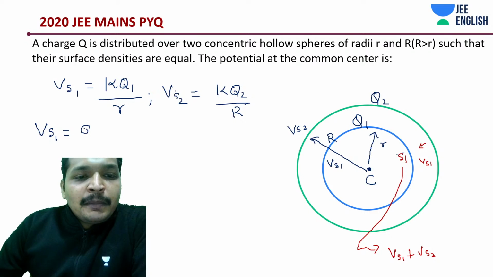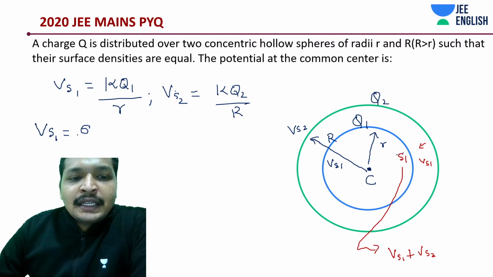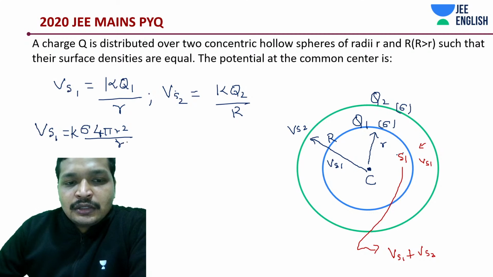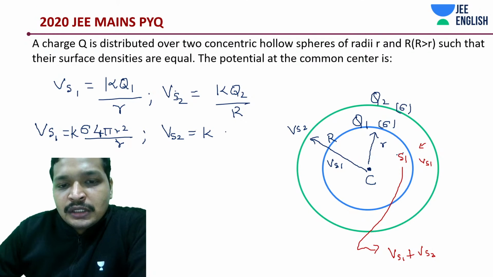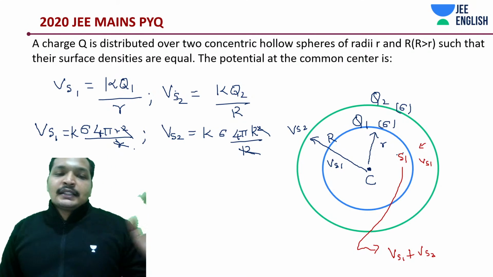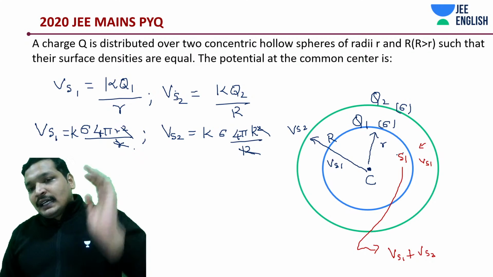Okay, sigma into, I'm just taking out the K over here, 4 pi small r square. If you remember this, it's basically surface charge density multiplied by the surface area. And the second one, Vs2, is going to be how much? K into sigma into 4 pi capital R square divided by R. That is it.